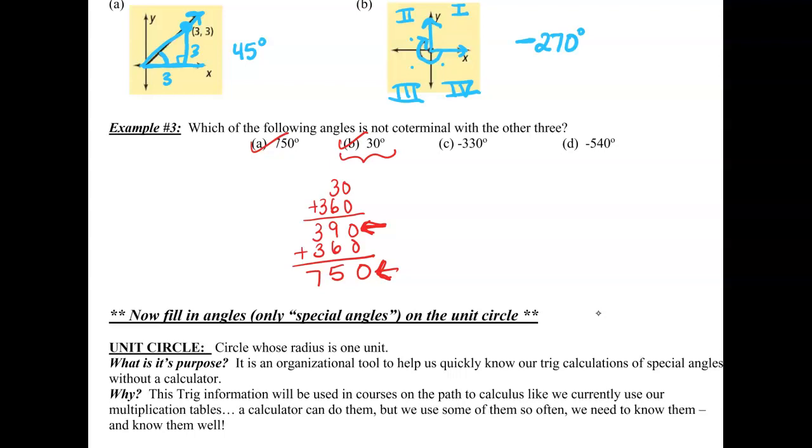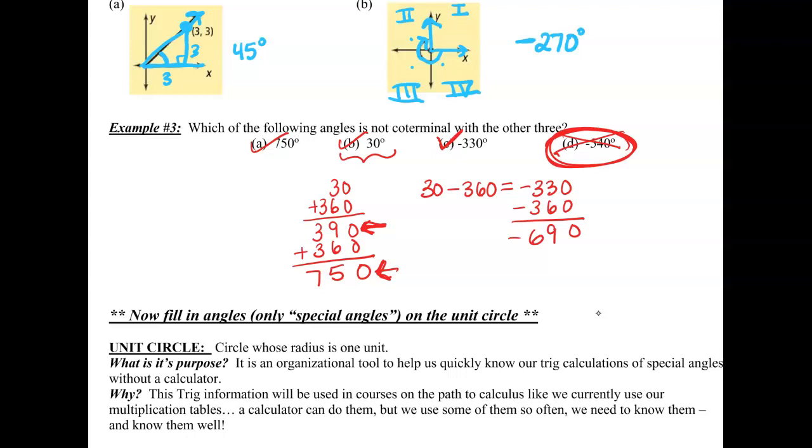Now let's say I started taking things away from 30. Take away 360. So 30 minus 360 is a negative 330. So that's also coterminal with them. If I subtract another 360 degrees, I get negative 690. So negative 540 is the only one that didn't get the answer by adding or subtracting amounts of 360. So negative 540 is not coterminal with the others. You could have also drawn them to see what they look like and see that that one is not coterminal.